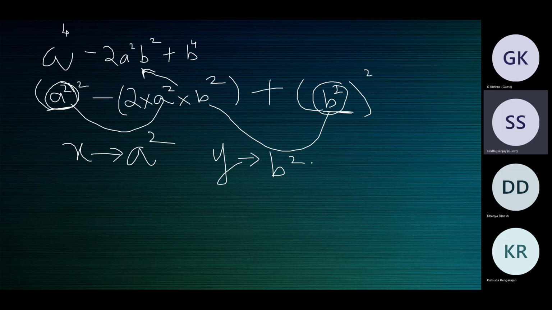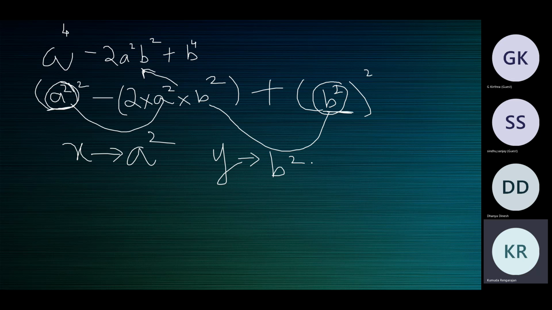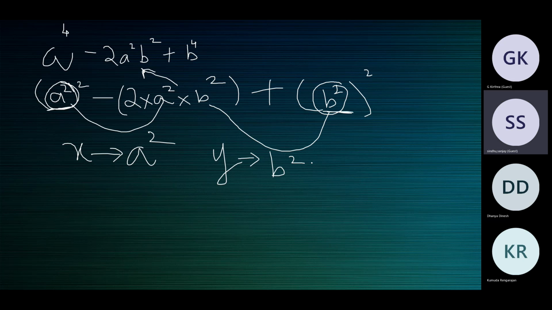x squared minus y squared, ma'am. No, we have shown that the given expression is of the form x squared minus 2xy plus y squared. So what is the result then? What's the answer? a squared minus b squared the whole square, ma'am.